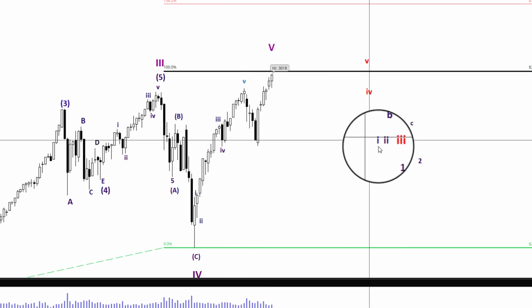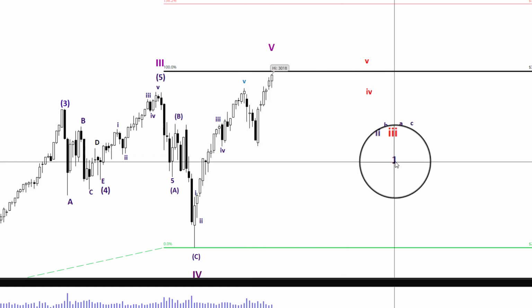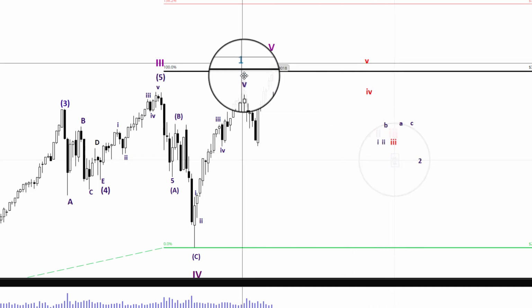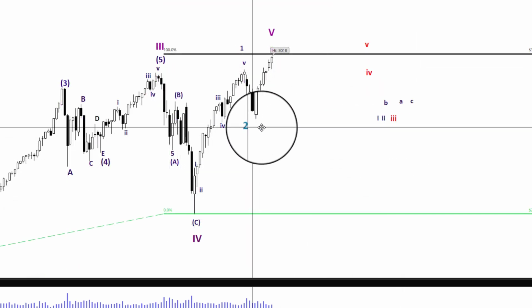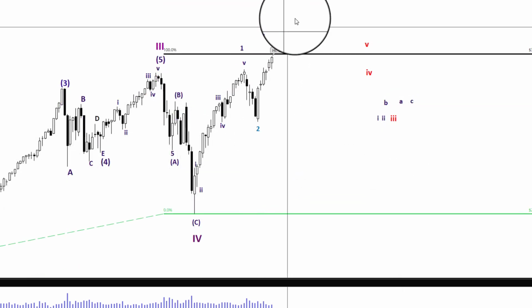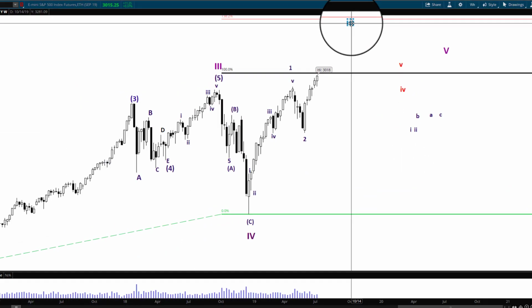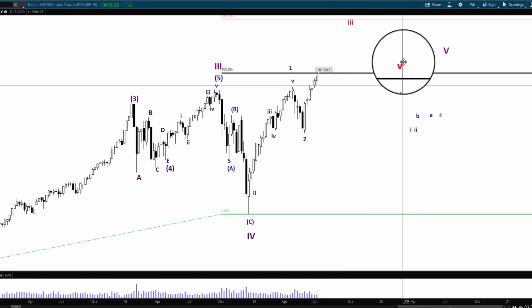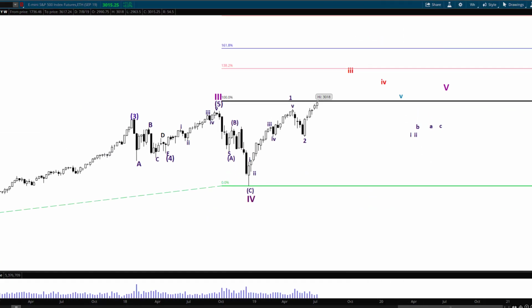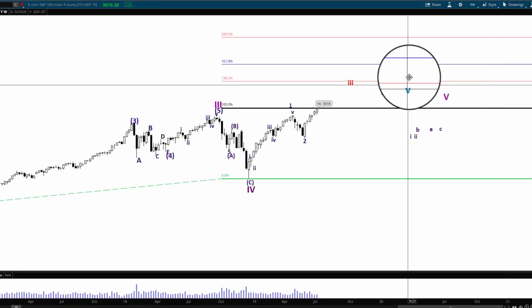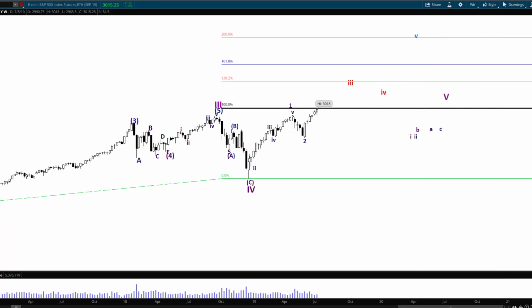What if this was just a wave 1 of 5 waves? That's a different story. That would make this wave 2. Then we would be working on 3 way up somewhere up here, 4, and then 5 way up there. How high could it go?